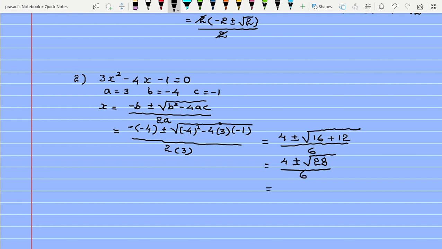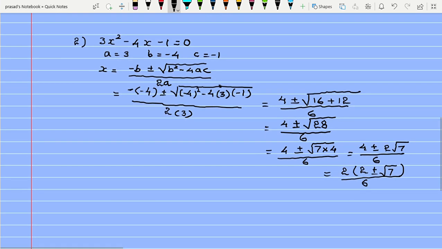So 4 plus or minus root 28, that is 7 into 4, 28 is 7 into 4, upon 6. So 4 plus or minus, now in this square root, root of 4 is 2, so 7 will remain inside the square root, upon 6. And take again a 2 common, that will be 2 plus or minus root 7 upon 6.